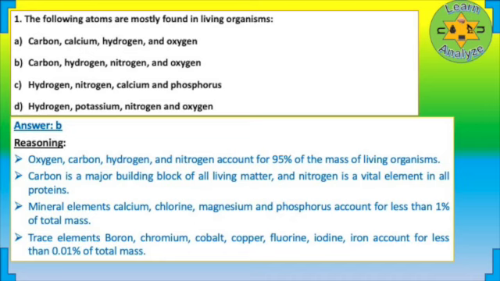The answer is B, because oxygen, carbon, hydrogen, and nitrogen account for 95% of the mass of living organisms. Carbon is a major building block of all living matter, and nitrogen is a vital element in all proteins. Mineral elements calcium, chlorine, magnesium, and phosphorus account for less than 1% of total mass. Trace elements boron, chromium, cobalt, copper, fluorine, iodine, iron account for less than 0.01% of total mass.